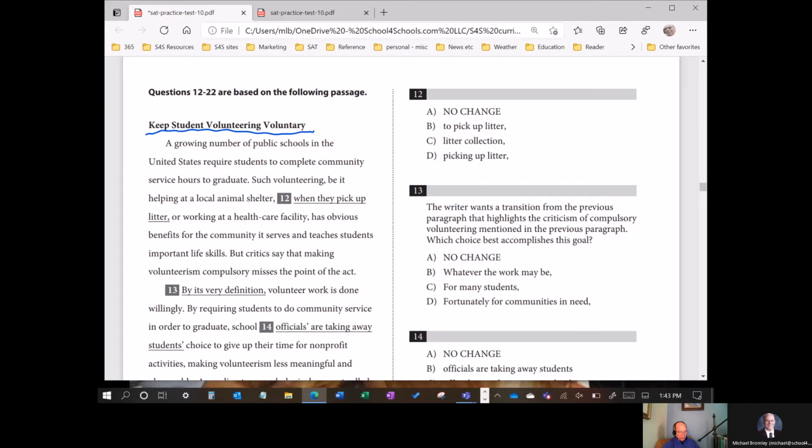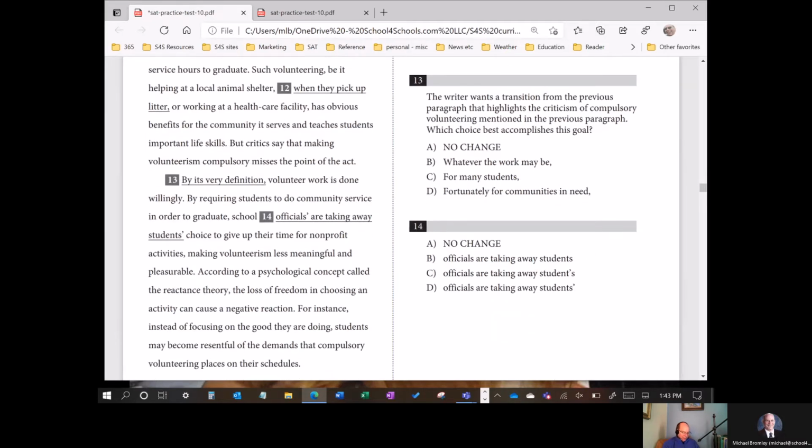I guess not compulsory. In other words, not forced. Makes sense. Okay, cool. We're looking at number 14 first. I like this one because it gives us a couple really cool lessons. So when I look at these, I want to see how they are similar and how they are distinct.